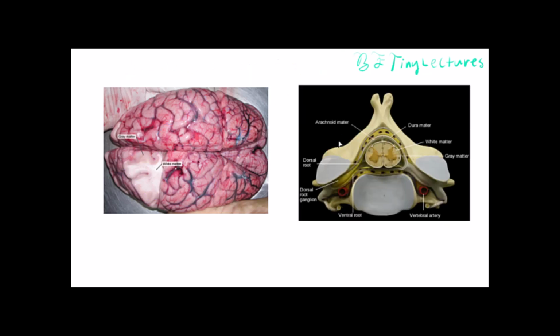On the right, we have a cross-section of the spinal cord. I don't want you concerning yourself about the names right now. For now, I just want you to look at the structure. Within the spinal cord, we have the opposite orientation of gray matter and white matter. In the brain, the gray matter is going to be on the outside, and the white matter is going to be on the inside.